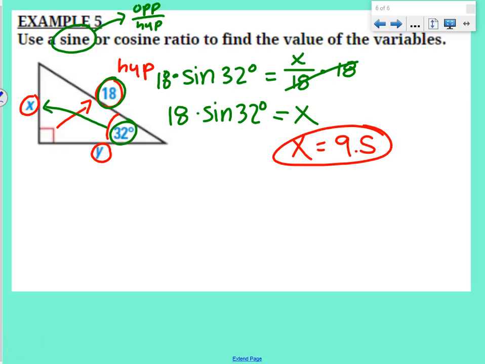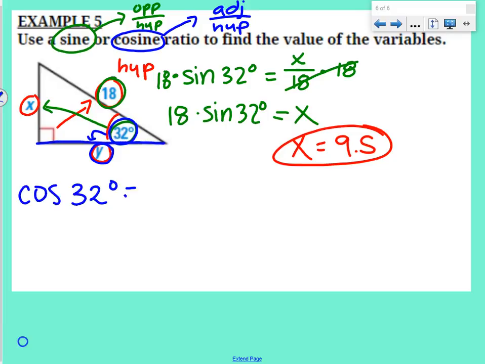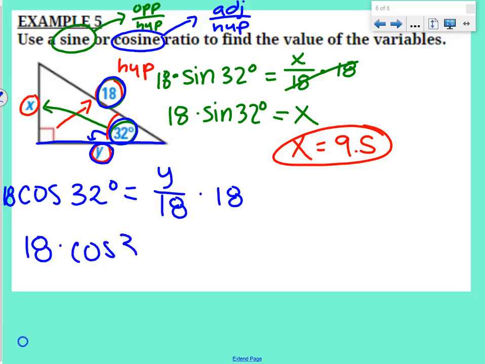Now that we've solved for x, we can solve for y in a very similar fashion, except now we're going to be using that cosine ratio. Cosine is adjacent over hypotenuse. 32 degrees, we're looking at this angle, so our adjacent side is the side right next to it, so y. So we can say our cosine of 32 degrees equals adjacent side y over hypotenuse 18. Get y all by itself. Again, we're going to multiply by 18 on both sides. So we get 18 times the cosine of 32 degrees equals y.